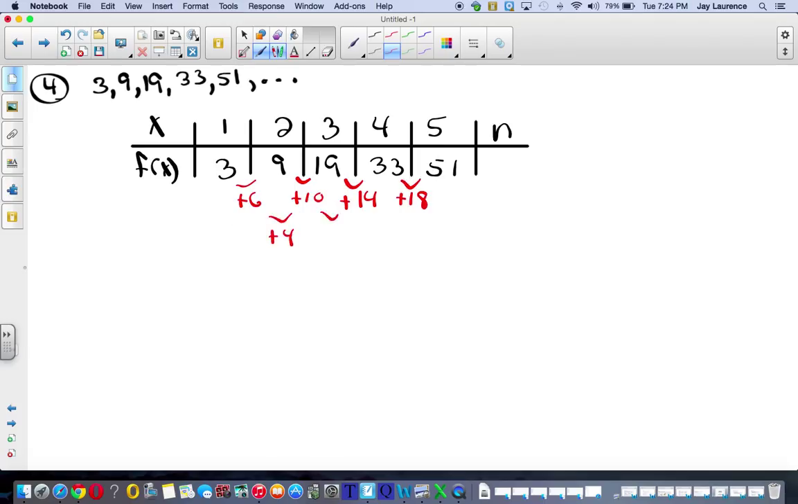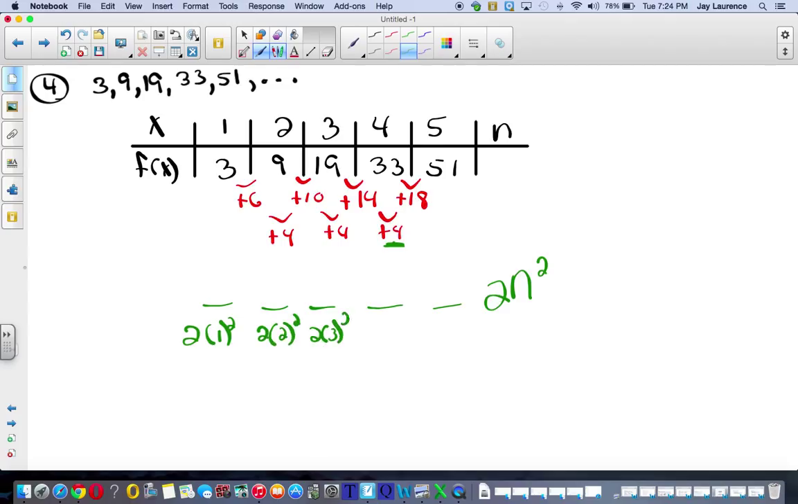Plus 4, and plus 4. Now, it's going to be n squared, right? But you see, the coefficient of n squared will be half of that. So it's going to be a 2n squared. Yeah, the coefficient is always half of the second differences. All right, when it's quadratic. So now I've got to do 2 times 1 squared, and 2 times 2 squared, and 2 times 3 squared. By the way, the order of operations is super important right here. If you're not doing the order of operations correctly, you can't do this problem correctly. And it's true of most of math.